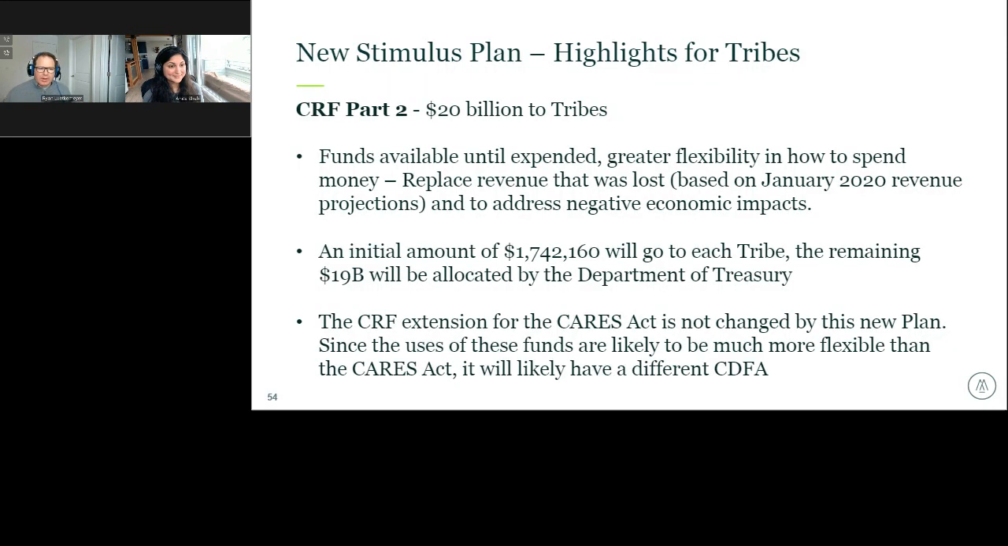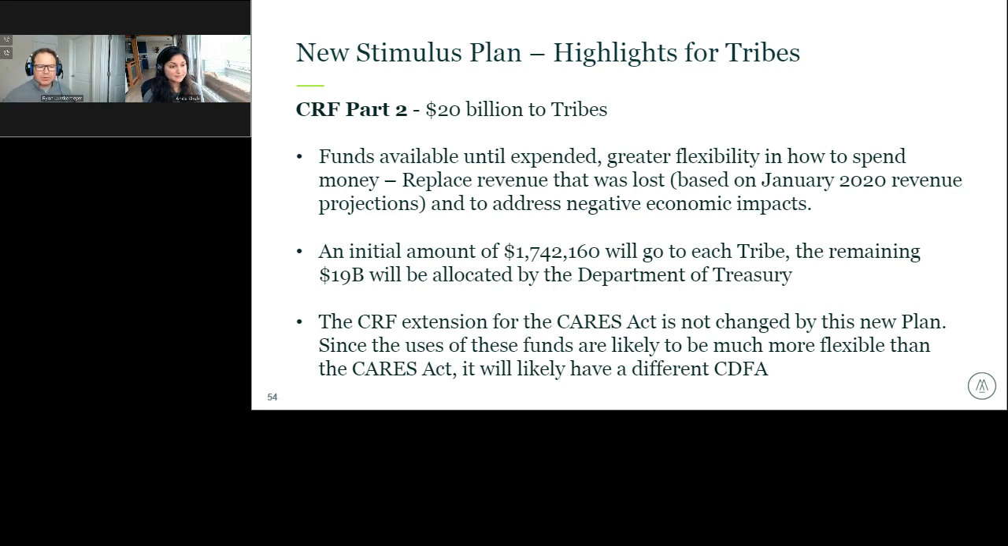All right, so the new stimulus plan. We have CRF Part 2 as a part of this new plan. If you recall, under the CARES Act the CRF fund provided $8 billion to tribes. Now, under this new plan that's being debated right now, $20 billion is the target to provide to tribes, which is phenomenal. A lot of the restrictions will be lifted. Essentially, the funds will be available until expended, with greater flexibility in how the money can be spent. One of the key things is to replace revenue that was lost, based on January 2020 revenue projections.